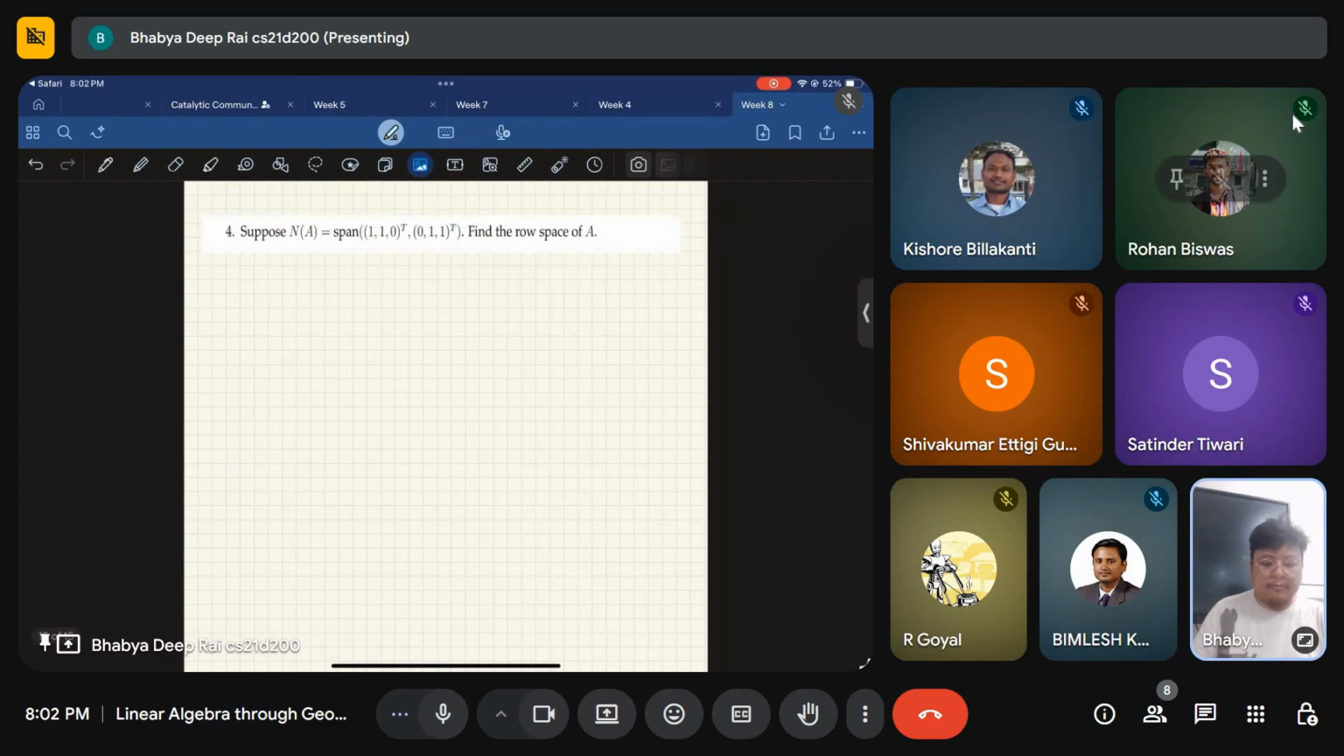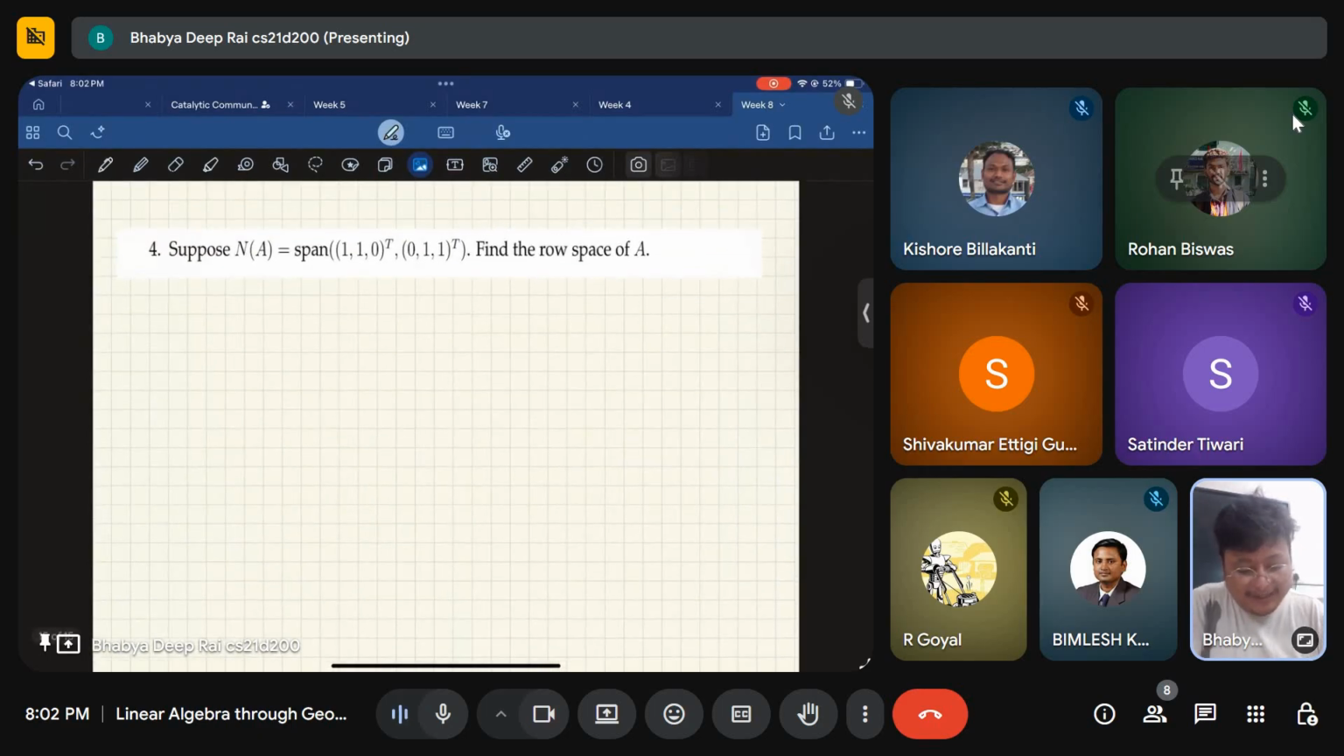Question says, suppose N(A), which is the null space, remember, is the span of these two vectors, which are clearly linearly independent, so they form a basis of the null space. Okay. N(A) is the span of these two vectors. Find the row space of A. So, any idea on how to do this?